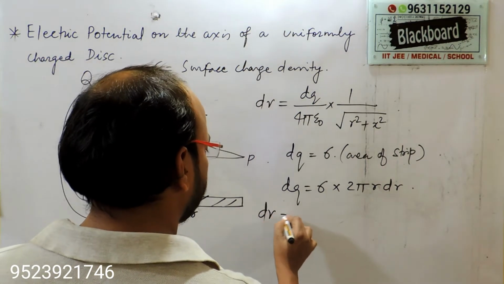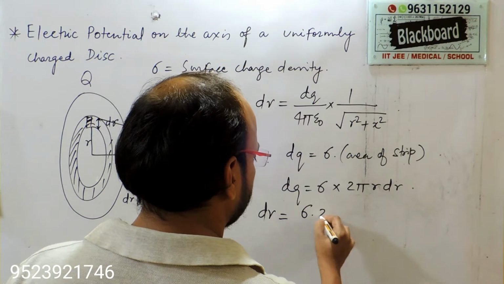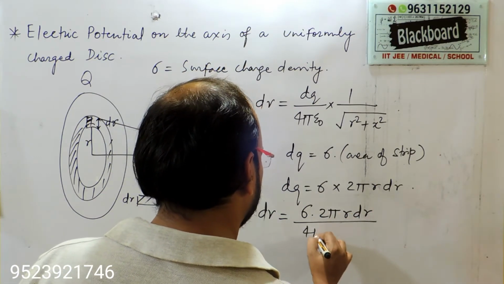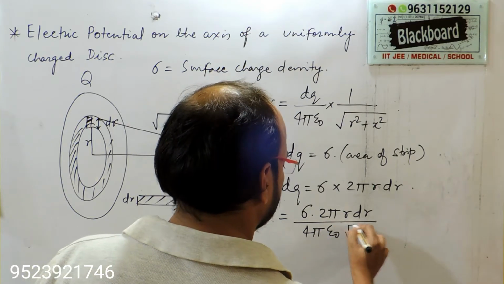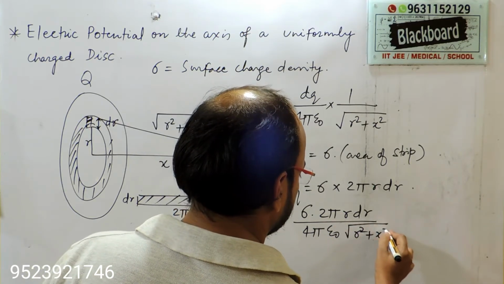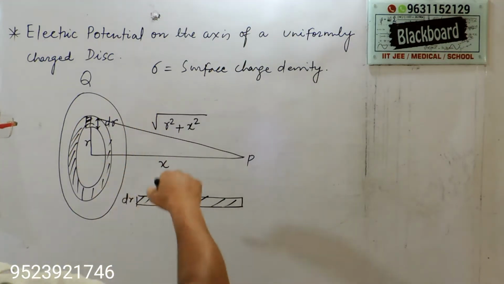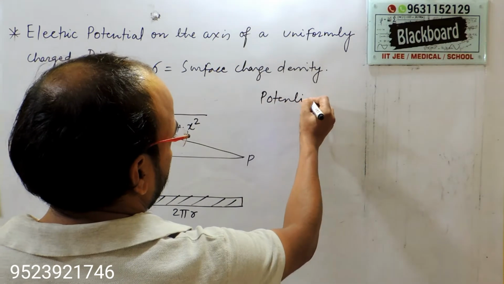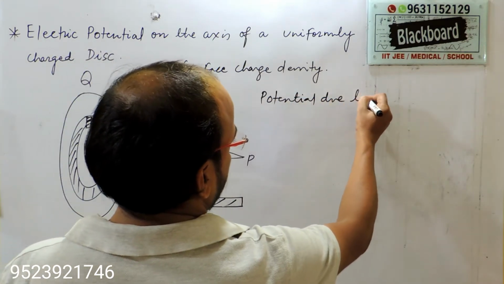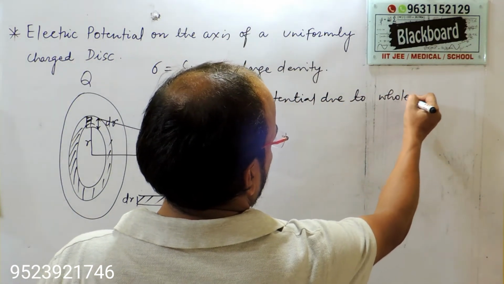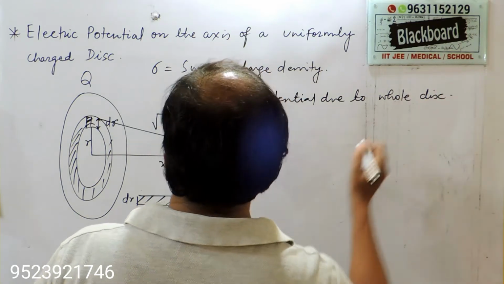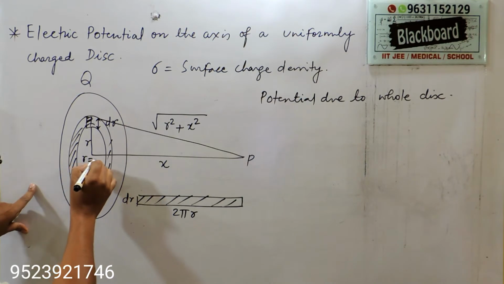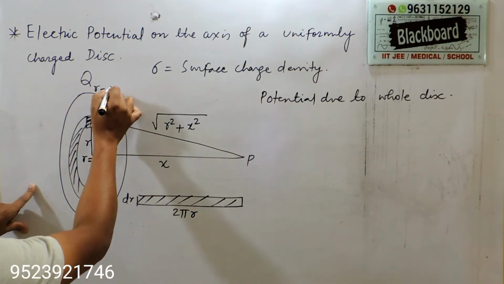That means you will get dV equals sigma 2 pi r dr divided by 4 pi epsilon naught root under r square plus x square. Potential due to the whole disc is equal to the integration of all rings, here radius r equals 0 to r equals R.